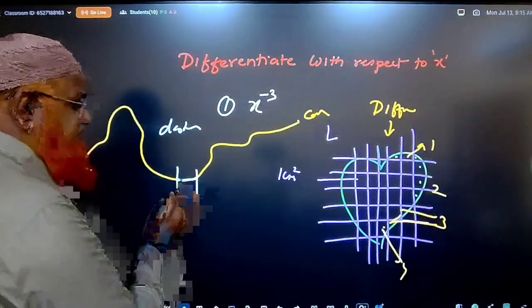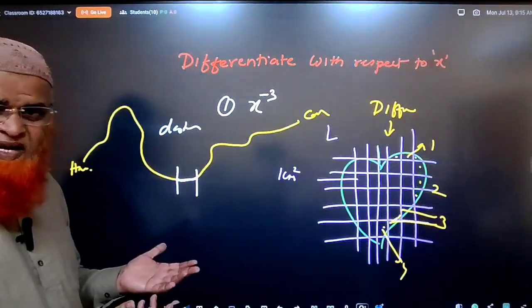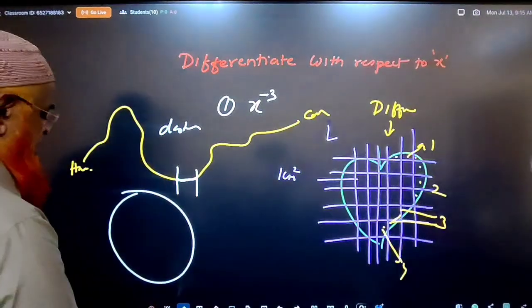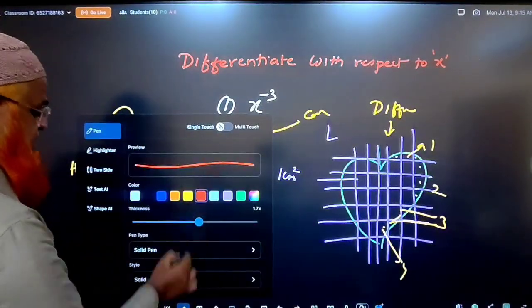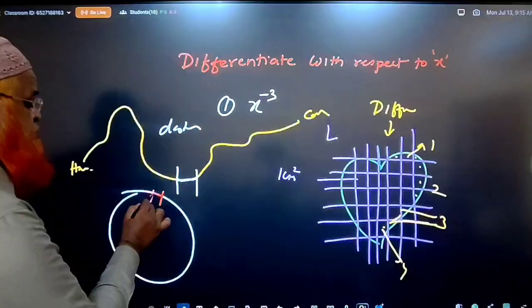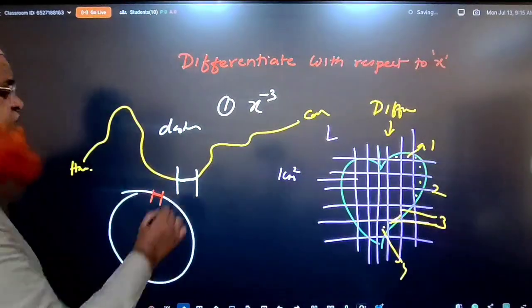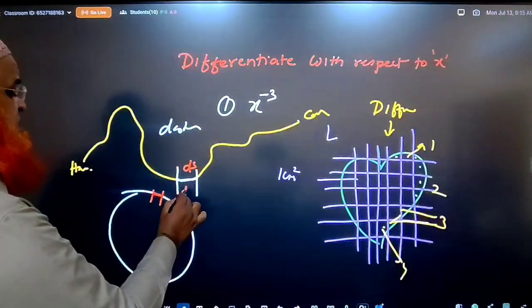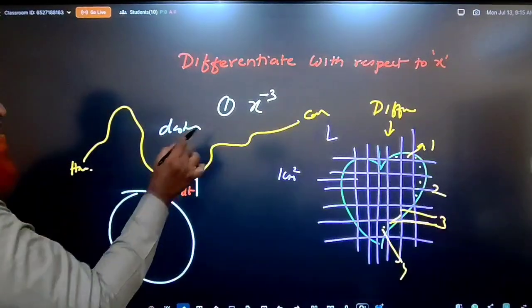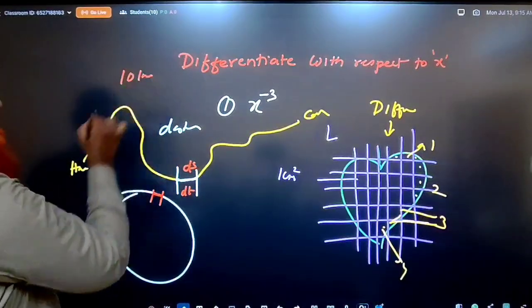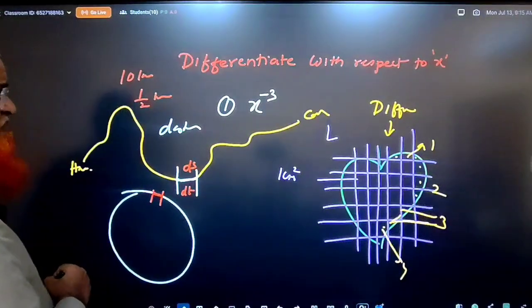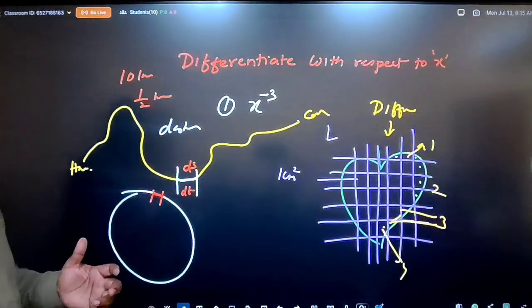See, a smaller part of a curve appears to be a straight line. For example, you are taking a circle. In this circle, if you take a smaller part, it appears to be a line. So this can be taken as a smaller part of the total distance, ds, and a small time. For example, from house to school it is 10 kilometers and you are going to travel it in half an hour.